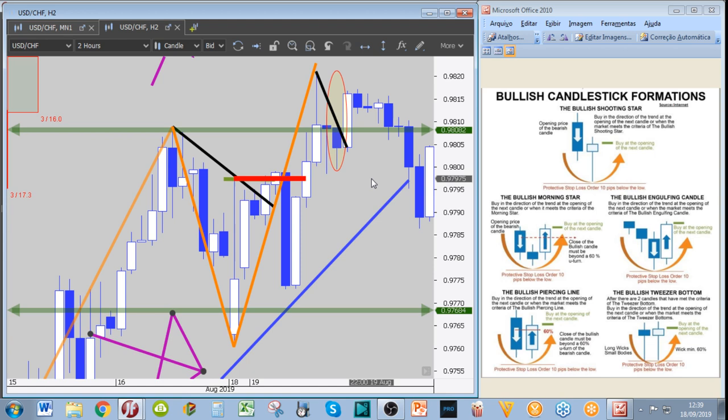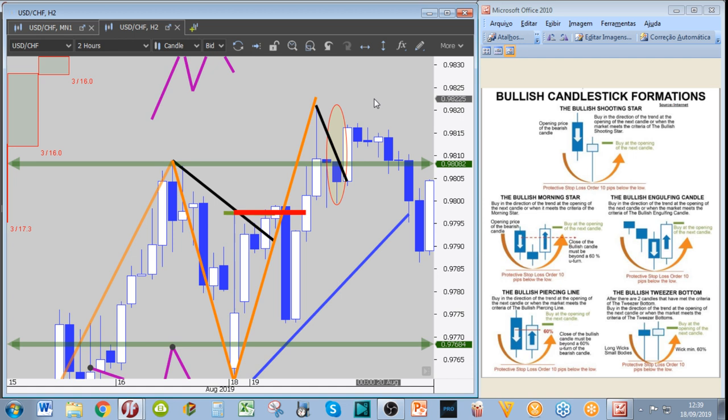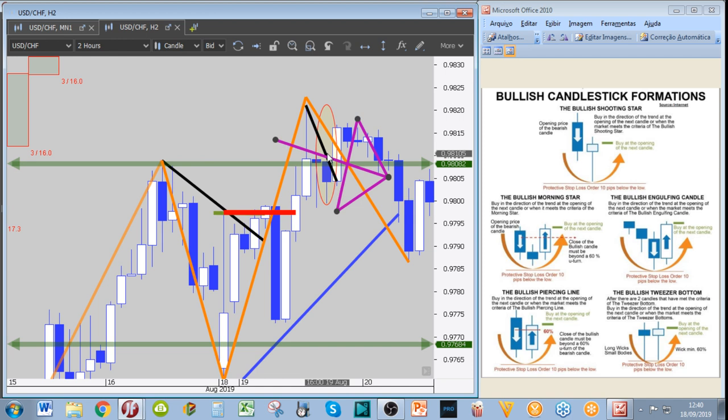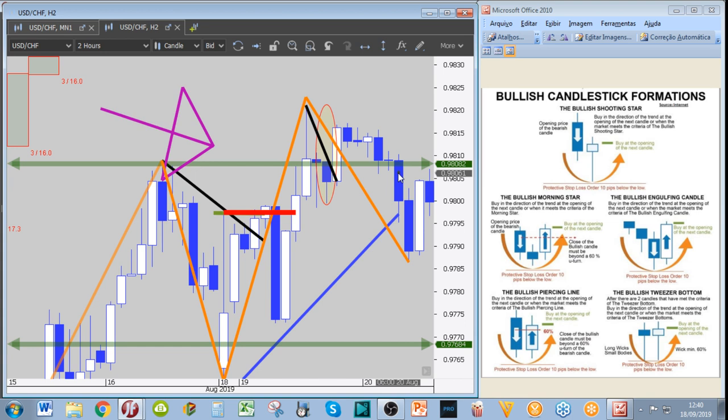We are going to need to see a high or a low. Okay, there you go. So we are going to connect again. Extension, this is the new retracement. This is the new retracement. I'm going to delete a few things. And we have another opportunity, another bullish candlestick formation in here.